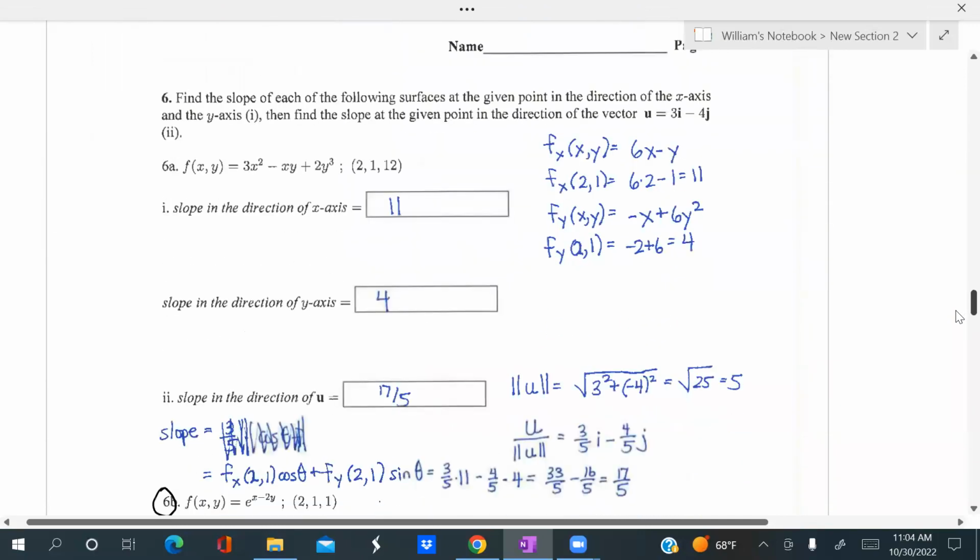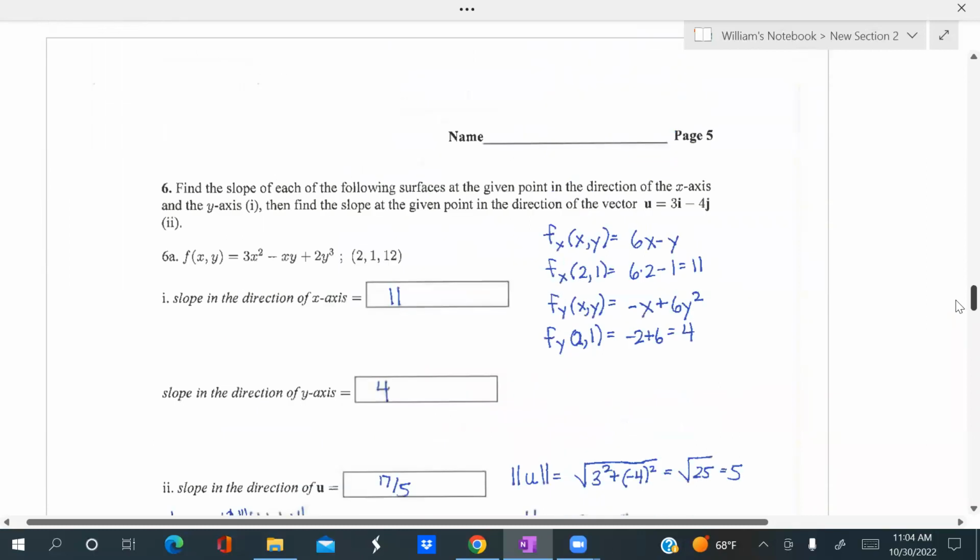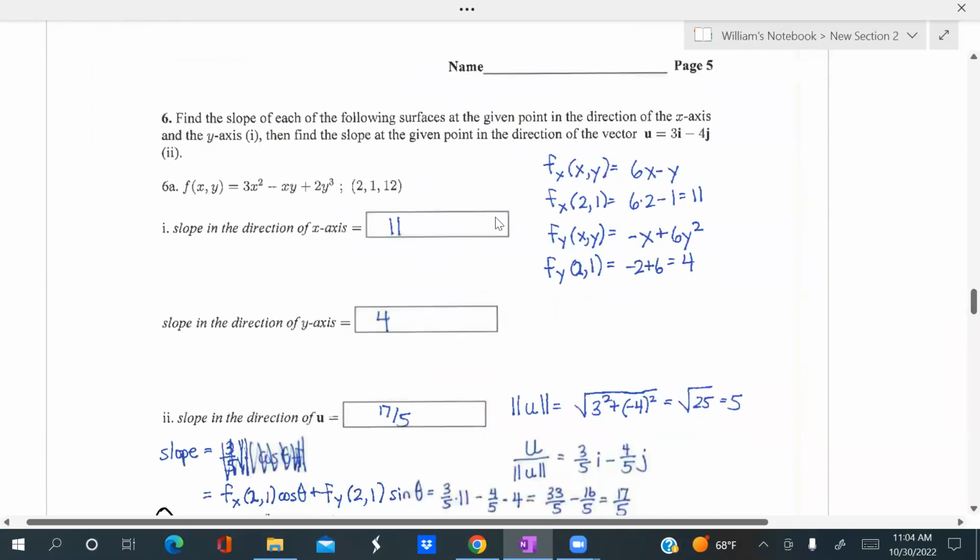All right, let me scroll down and see what's next. So this is problem 6. And what are we doing in problem 6? We want to find the slopes of surfaces. So it looks like we're going to be doing directional derivatives.